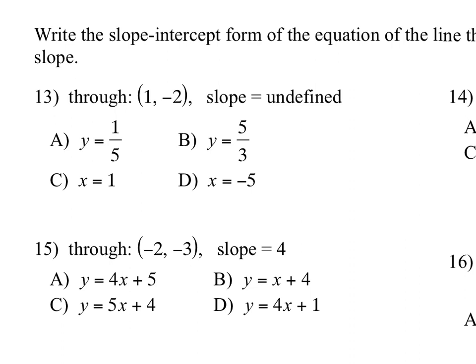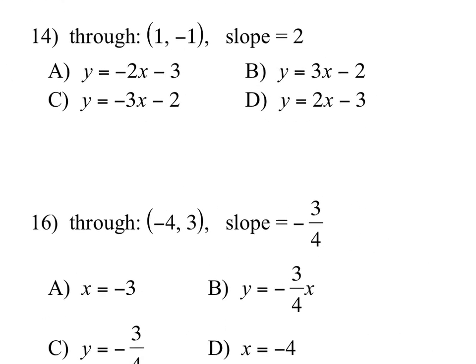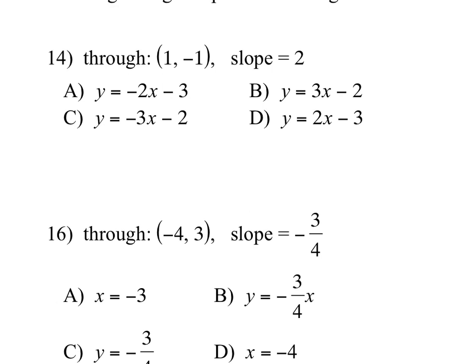For this final bit of the linear equations final review, you're going to be asked to take a coordinate and a slope and turn it into slope-intercept form. And I realized I probably should have done number 13 last, so I'm going to wait to do number 13 and I'll come back to it. I'm going to skip to number 14.